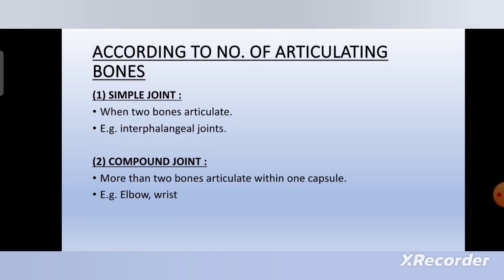Next is according to the number of articulating bones. First is simple joint. In simple joint, only two bones articulate with each other. For example, interphalangeal joint. Next is compound joint. More than two bones articulate within one capsule. For example, elbow or wrist.